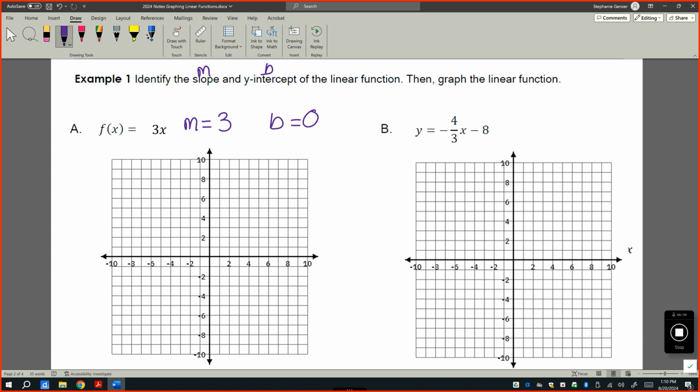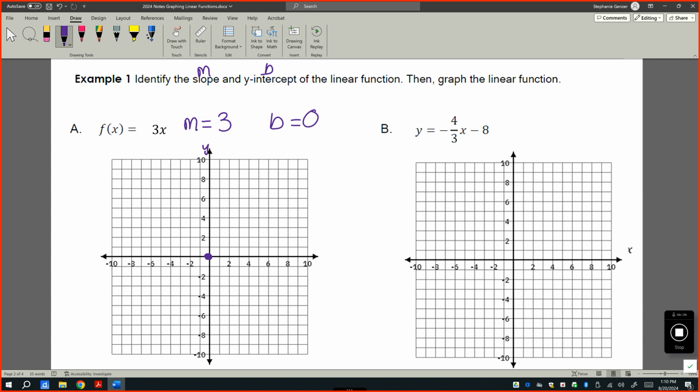So step 1, we're going to put the y-intercept on the grid. Remember, the y-axis is the one that goes up and down. So we're going to find 0 on the y-axis, which is right here. Put a point. Then we count out our slope, okay?